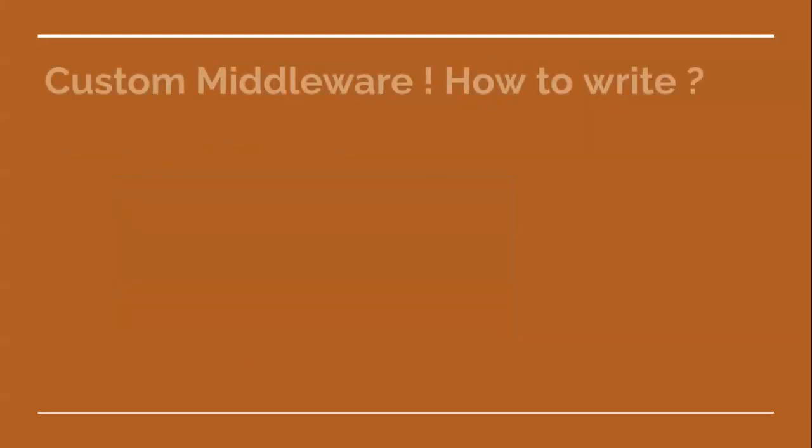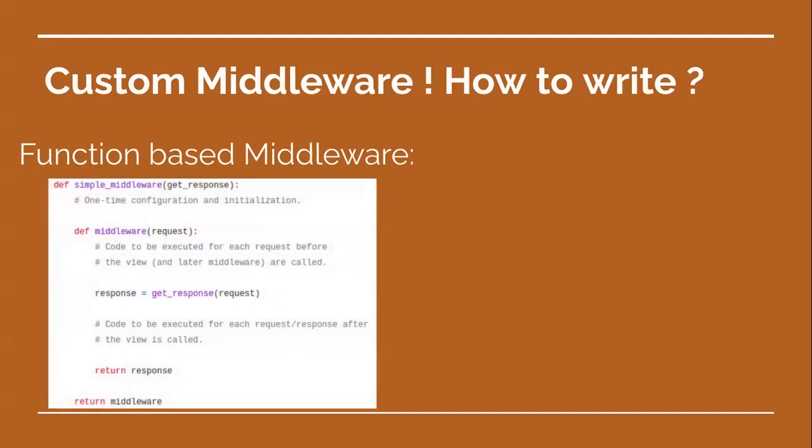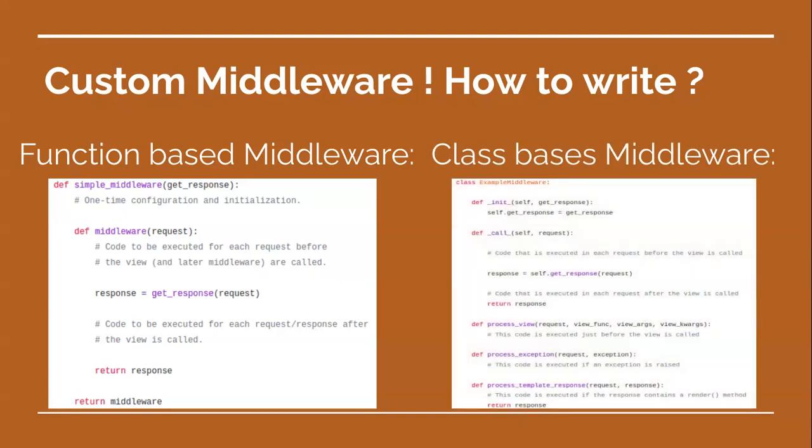How to write a custom middleware in Django. Create a Python package named middleware. Create a file named custom-middleware.py or anything which you like, and a regular Python function or class in it. You can write middleware as a function or as a class whose instances are callable. Now, I am going to show you code snippet of function-based and class-based middlewares. Do not forget to add any custom middleware in middleware list in settings file.